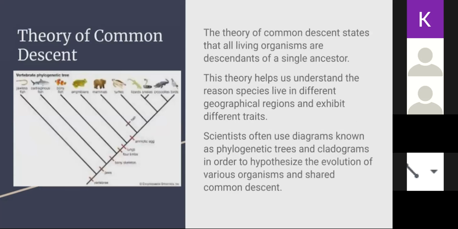The theory of common descent states that all living organisms are descendants of a single ancestor. This theory helps us understand the reason species live in different geographical regions and exhibit different traits. Scientists often use diagrams known as phylogenetic trees and cladograms in order to hypothesize the evolution of various organisms and shared common descent.